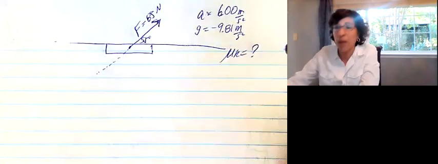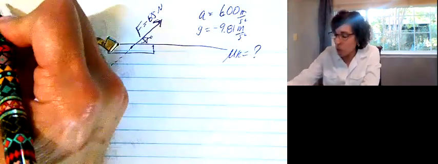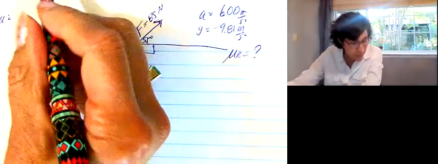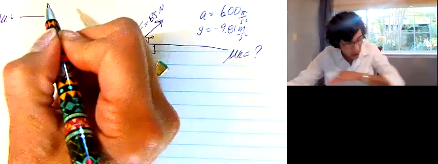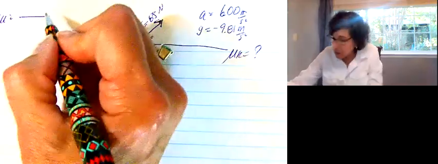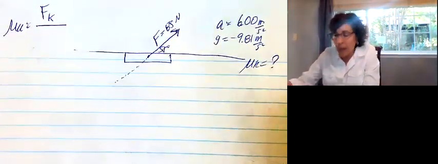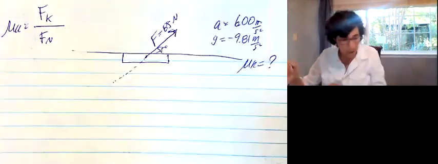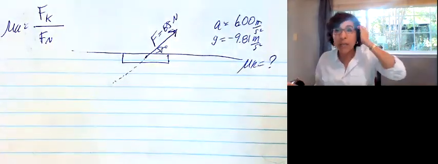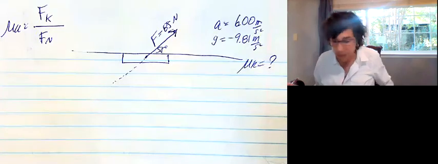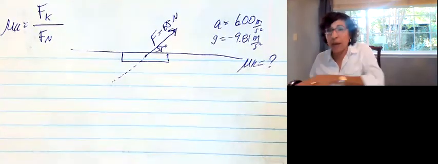What is mu k? All right, so first thing I would do is ask, well, what is mu k anyway? Mu k is, I know that it always has the normal force. So it's the kinetic friction force on the numerator and the normal force on the denominator. Okay, I wish I'd drawn this bigger. I am going to draw this bigger.